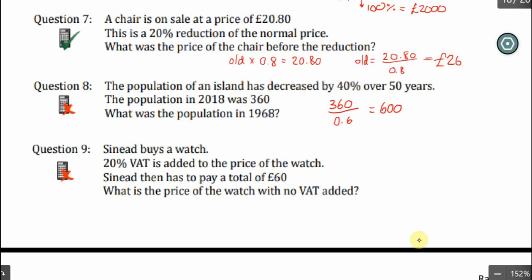And the last one, Sinead buys a watch. 20% VAT is added to the price of the watch. She has to pay a total of £60. So without that, so something was increased by 20%. So the old amount was times by 1.2 to get 60, so 60 divided by 1.2 would be £50.